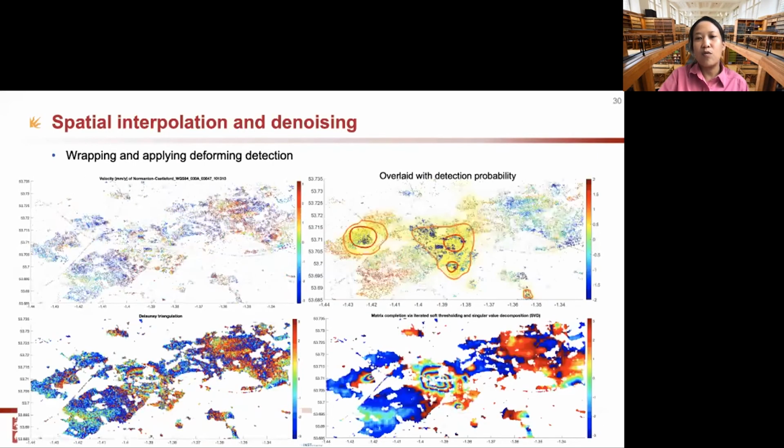Then when you wrap it again, this will show a clearer result that's suitable to be used by CNN. The outcome from the AlexNet with the sliding window is shown in the top right figures, where we detect where the ground is deformed.